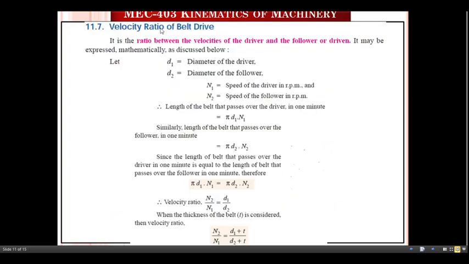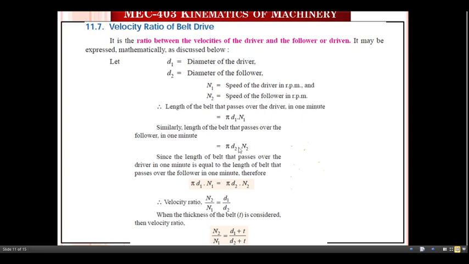Now we'll see the velocity ratio of the belt drive. It is the ratio between the velocities of the driver and the follower or driven. It may be expressed mathematically as discussed below. Let d1 be the diameter of the driver pulley and d2 the diameter of the follower. N1 indicates the speed of the driver in rpm, and N2 the speed of the follower in rpm. The length of the belt that passes over the driver in 1 minute is pi d1 N1. Similarly, the length of the belt that passes over the follower in 1 minute is pi d2 N2.